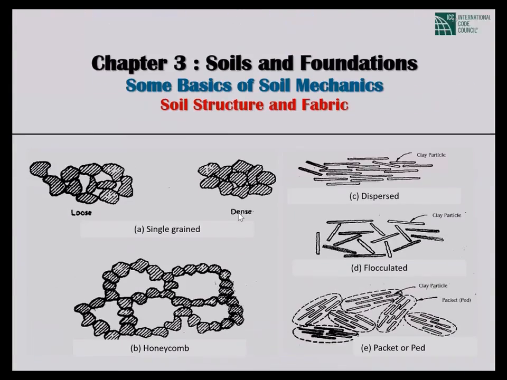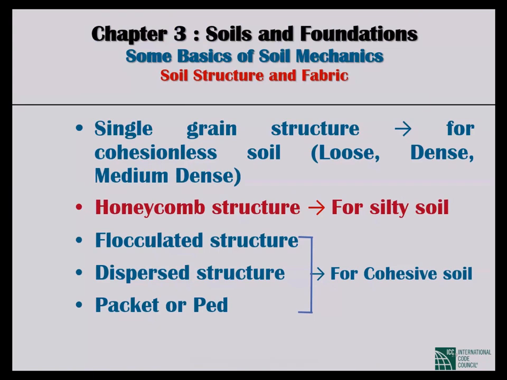Again, the property of the soil also depends on the structure and fabric of the soil. That means the structure and fabric of the soil mass. Whenever we go to a particular site, not necessarily only the sandy particle or only the silty particle would be there, but it is mixed. But these particles could form different types of structure. The arrangement of the particles could be different. So depending on that, we could have five structures: single grain structure, honeycomb structure, flocculated structure, dispersed structure, packet and pad. These three structures are for cohesive soil, and this structure is for cohesionless soil.